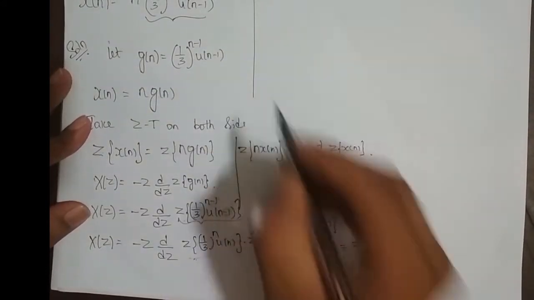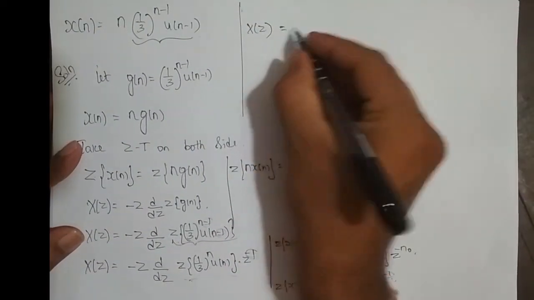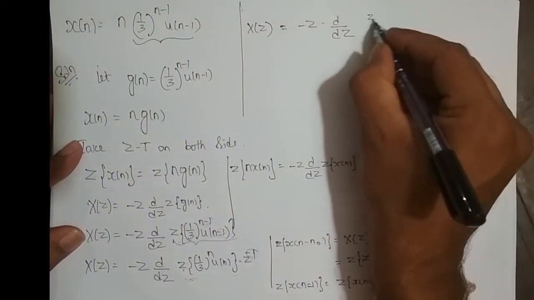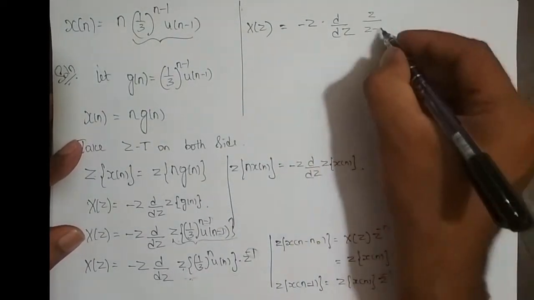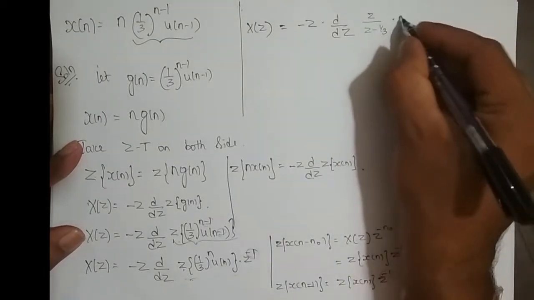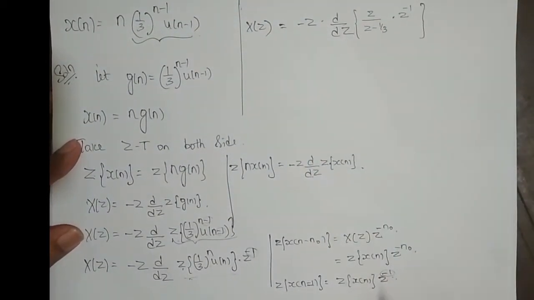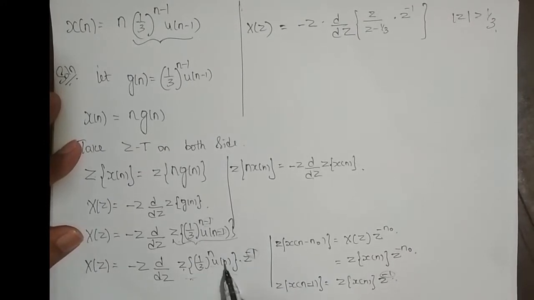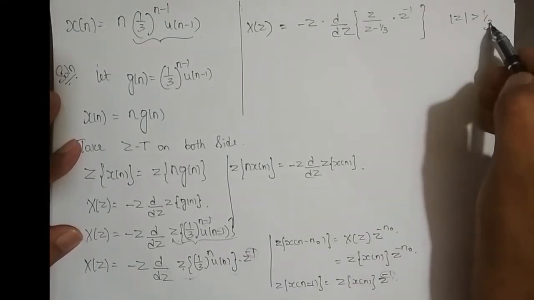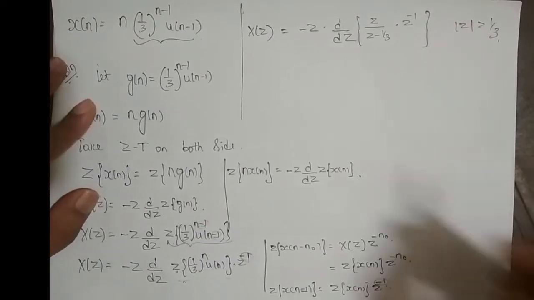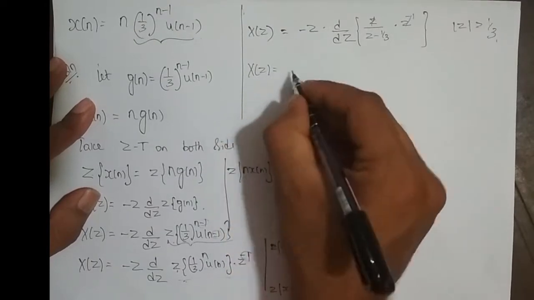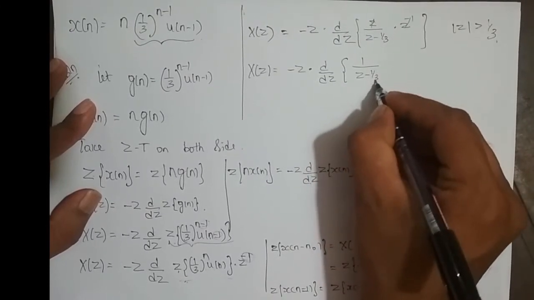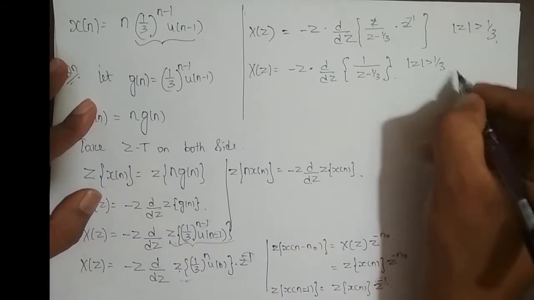Okay, fine. So what do I end up with? x of z is equal to minus z into d by dz of, what is the Z transform of a power n u of n? It is z divided by z minus a, and what is a? a is 1 by 3, right? Into the left out term, z power minus 1. And what is the ROC? Magnitude of z is greater than 1 by 3, right? Because Z transform of a power n u of n is z divided by z minus a, magnitude of z is greater than a, and a is 1 by 3. Fine. So this z cancels out. I end up with x of z is equal to minus z into d by dz of 1 divided by z minus 1 by 3, with magnitude of z greater than 1 by 3.